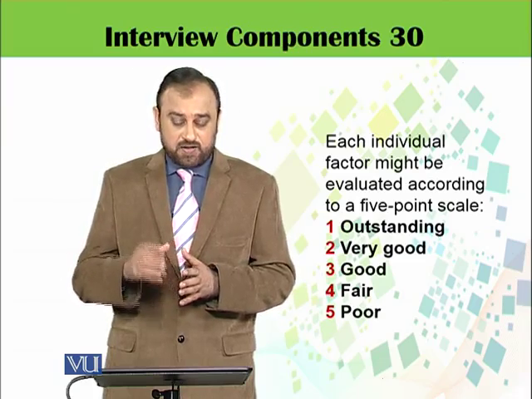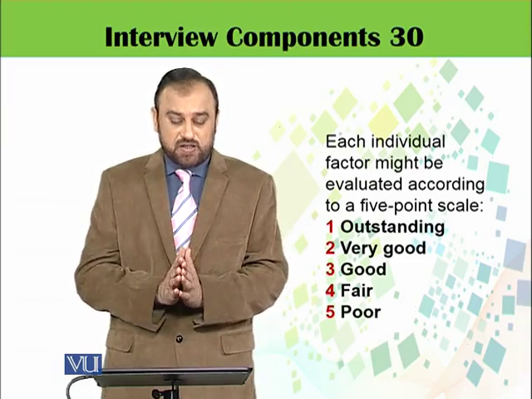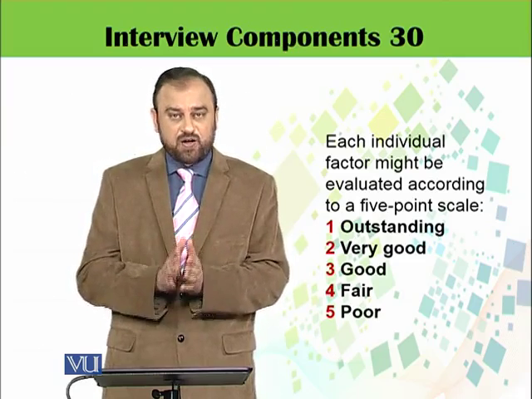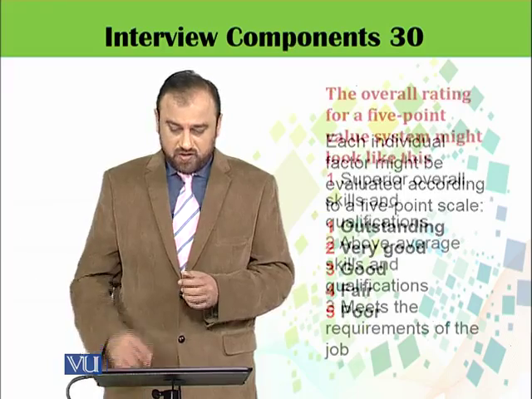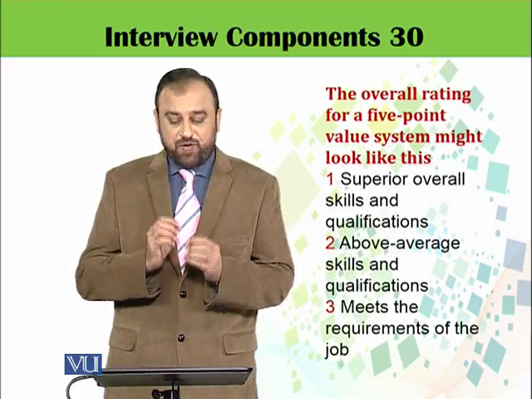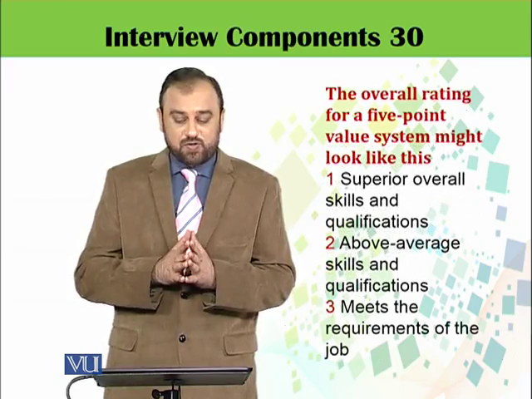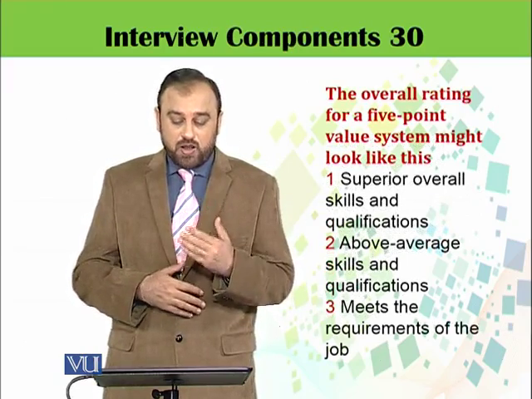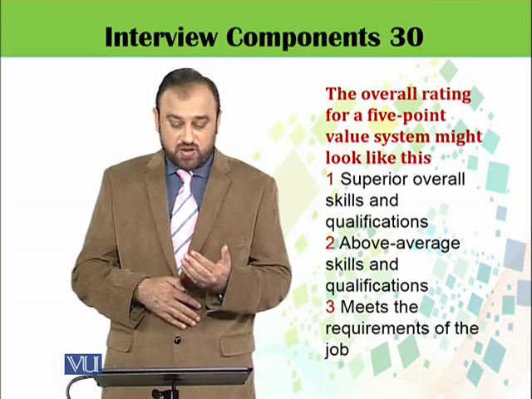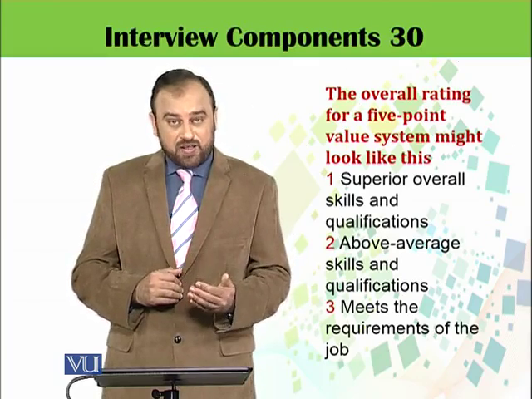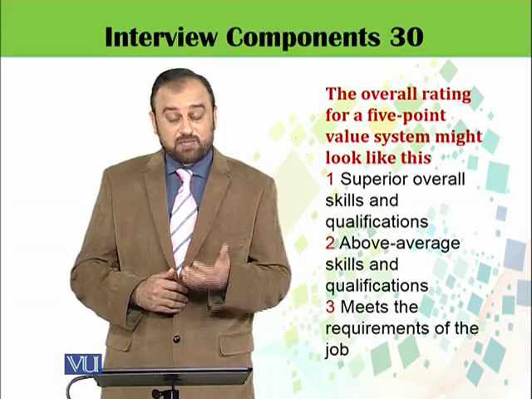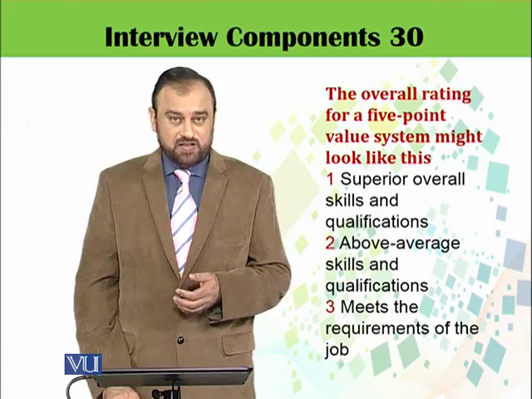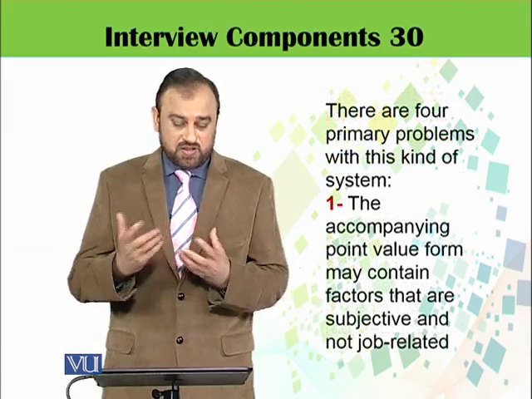This scale is here. Number 1 is an outstanding candidate. Number 2 is very good. Number 3 is good. Number 4 is fair, and number 5 is poor. So the overall rating for a 5-point value system might look like this. Number 1, superior, overall skills and qualification. Number 2, above average skills and qualification. And number 3, meets the requirements of the job. So such kind of things can be mentioned on the scales.